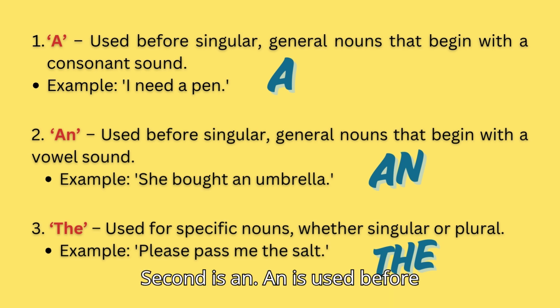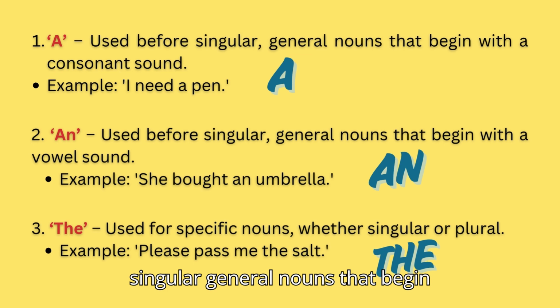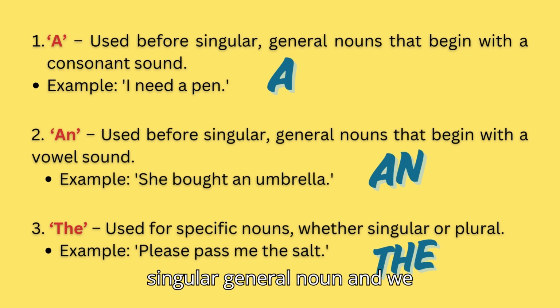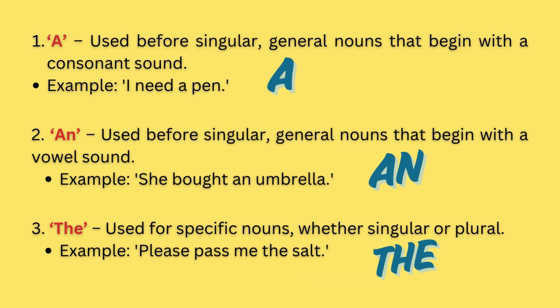Second is an. An is used before singular general nouns that begin with a vowel sound. So, example, she bought an umbrella. Here, umbrella is a singular general noun and we have the vowel sound of U. So, we have written an.